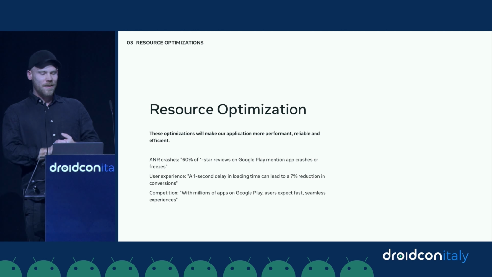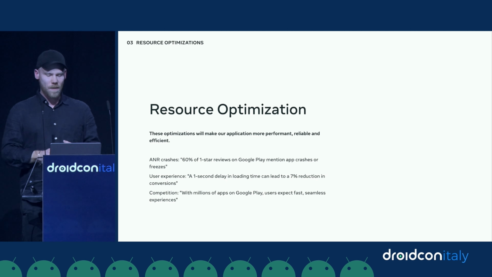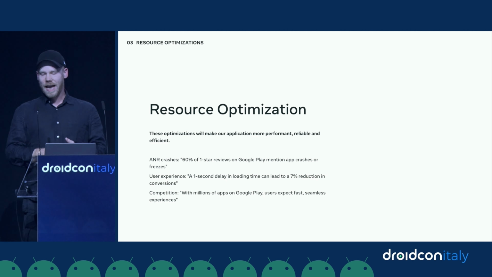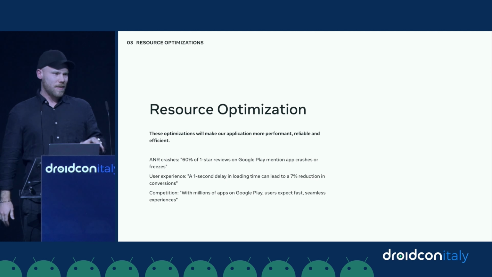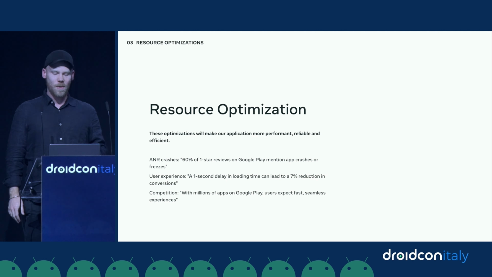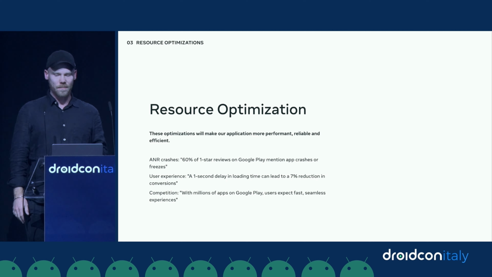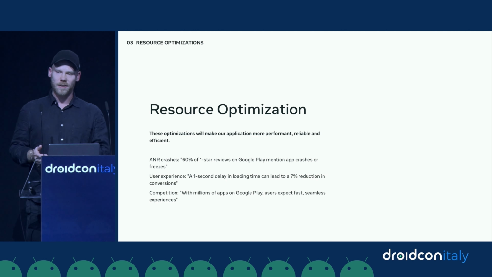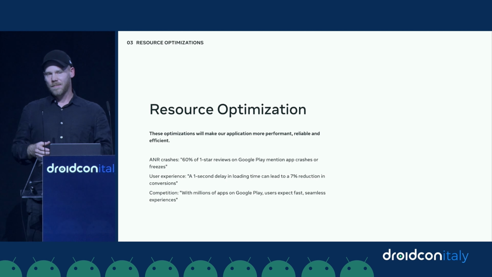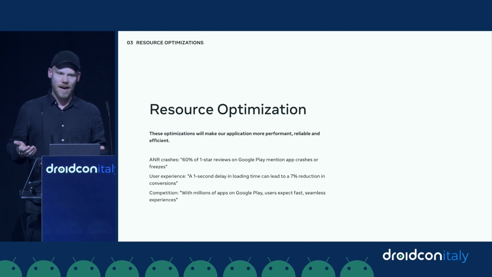So these optimizations will make our apps more performant, reliable, and efficient, and I added a few quotes, for example, about ANRs, app not responding. Usually when we are blocking the main thread, there's an estimate of 60% of one-star reviews on the Play Store that mention app crashes or freezes. Then about the UX, introducing a 1-second delay can result in a huge drop in conversion rates. So it is important to make sure that our apps don't crash and that they work efficiently.